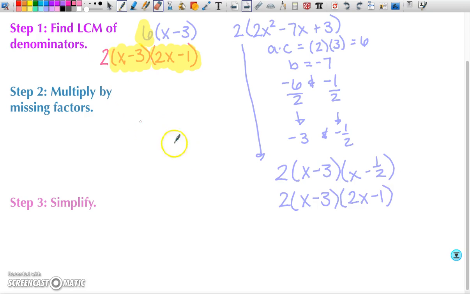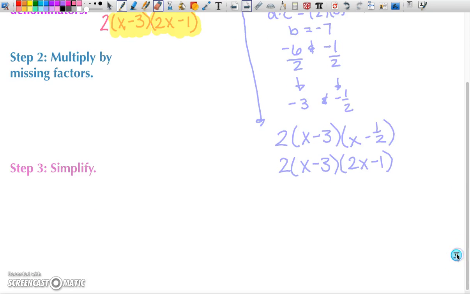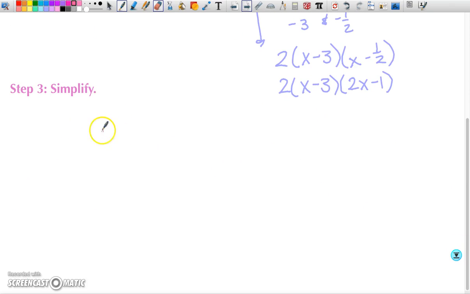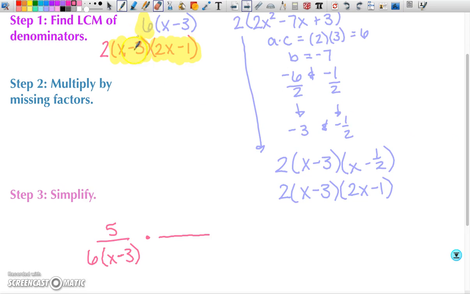Well, in this case, 6 is going to be that number because we can multiply 2 by 3 in order to get 6. So we're going to take our original problem from up here, 5 over 6x minus 18. So 5 over 6 times x minus 3. Actually, I should put the factored term. And what are we missing in order for our least common multiple to match? So we have the 6 already, we have the x minus 3 already, we don't have 2x minus 1. So we need to multiply by a factor of 2x minus 1.